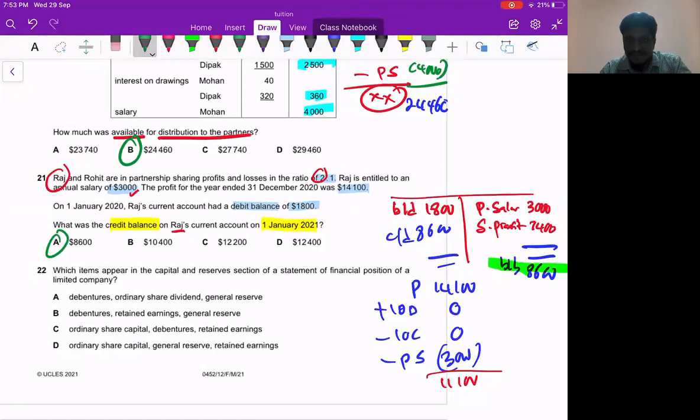Understand or not? I think a lot of students take 14,100 times 2 over 3, which is wrong. You cannot take the profit for the year. You're supposed to take the residual profit. How to calculate residual profit? This is how.